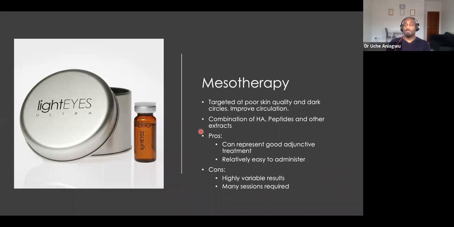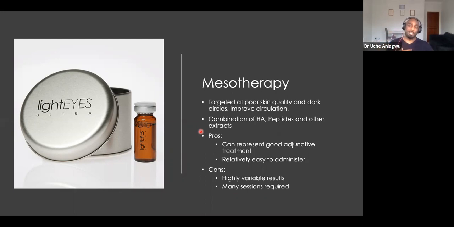Now, the sort of downside of it is that you get highly variable results, if I'm honest. Some people see a really good result, some people don't. With fillers, it's like you got what you got kind of thing. With Botox, someone comes back and says, oh, didn't really work for me, dose them a bit more, it works, they go away, they're happy. With mesotherapy, it can be a little bit more hit and miss. And it also requires many sessions, which sometimes can be a little bit off-putting for the patient, but also tough on your schedule and how you manage your rota. But it can be a good adjunct and it can certainly help.